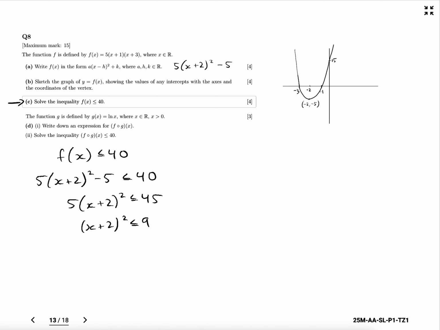And now we take the square root. But when we do that, we have to think that the square root of the left-hand side is going to be x plus 2. But that can actually be between negative 3 and positive 3 for this squared to be less than or equal to 9. And now we can subtract 2 from all 3 sides. So we get that x is between negative 5 and 1.